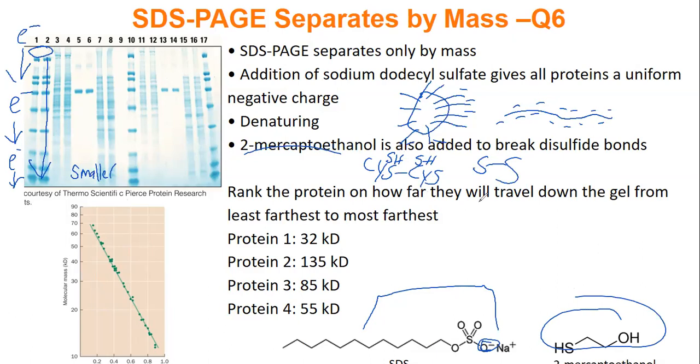So just so we have this down, for my 4 proteins, rank them from least farthest movement to most farthest. So if I give you 4 proteins on an SDS-PAGE, tell me how they will migrate. SDS is not safety data sheets, no. Sodium dodecyl sulfate. Sodium, 12 carbons for dodecyl, sulfate for SO4.